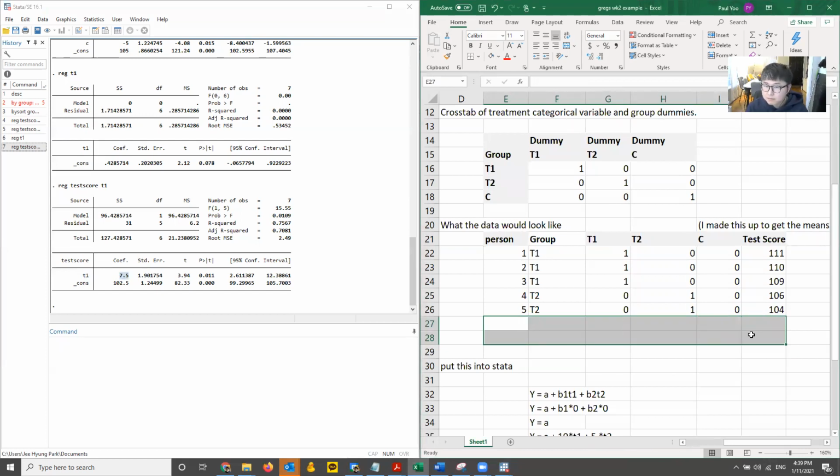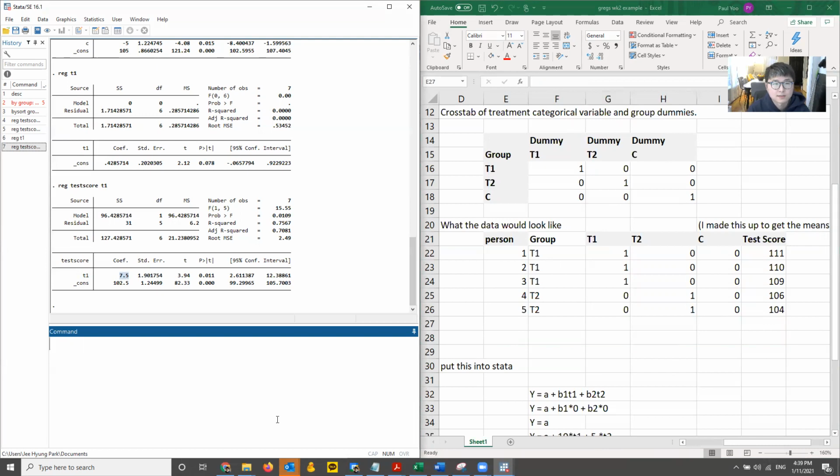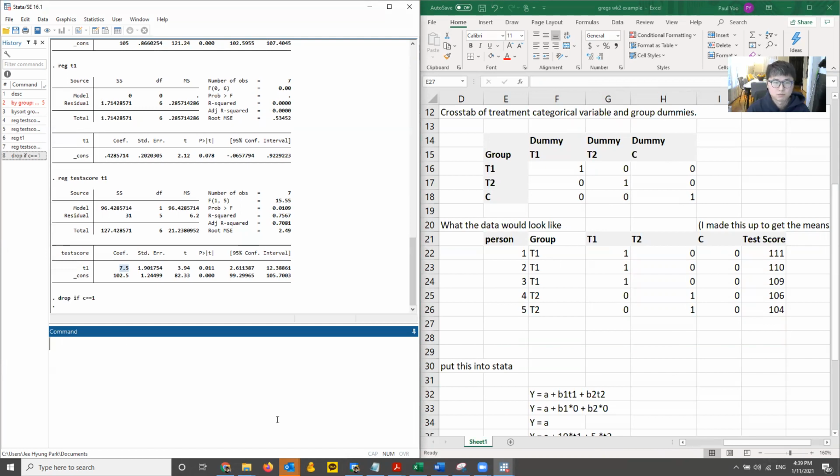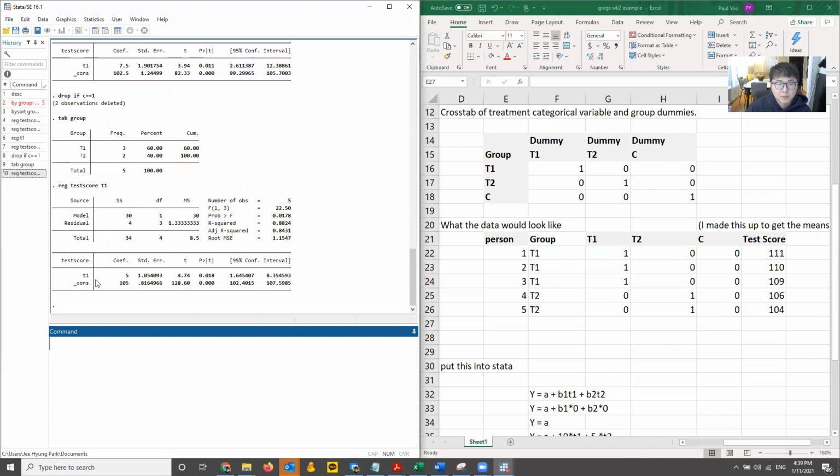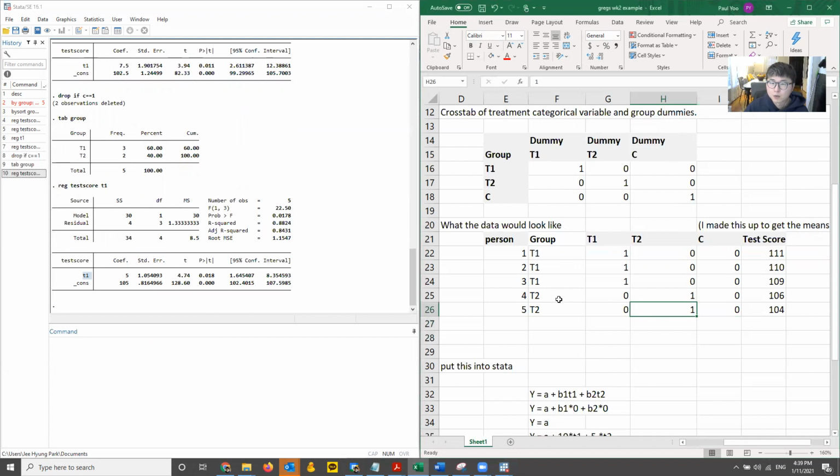And so one thing you can do is basically delete them. And the equivalent of doing that in STATA is you drop if C is equal to 1. Now if I tab group, I only have the 2 treatment groups. So if I regress test score on T1, it is just going to compare T1 to the omitted group, which is just T2. These are the 3 people with 1s compared to the 2 people with 0s.